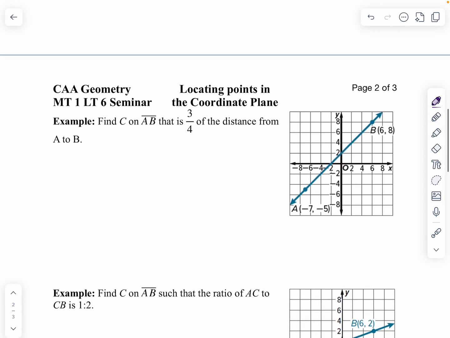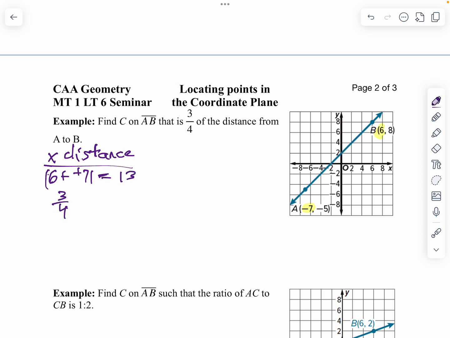So what do I mean by do it twice? If I look at here, I want to find point C on line AB. So it's 3/4 the distance from A to B. So what I'm going to do here is look at my x distance first. So I look at my x coordinates. I'm going to subtract my x coordinates. I'm going to say 6 minus a negative 7. And that will be 13, won't it? I'm going to find 3/4 of 13.